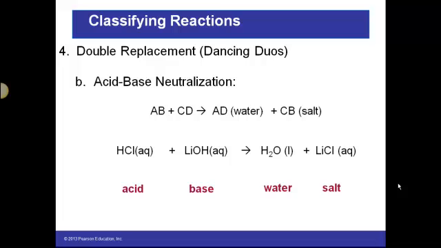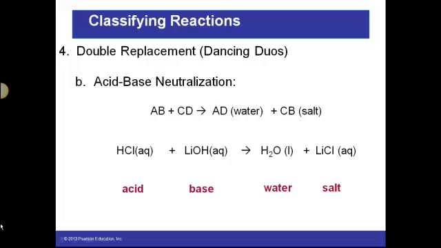Alright, so the second type of double displacement reaction or double replacement reaction that we can have are called acid-base neutralization reactions. So you've still got the cation and the anion switching with each other. So A is now going to go with D anion and C is now going to go with the B anion. And what happens is that one of these is an acid, one of these is a base in the reactants, and they're going to combine to form water and a salt. So they're going to neutralize each other.